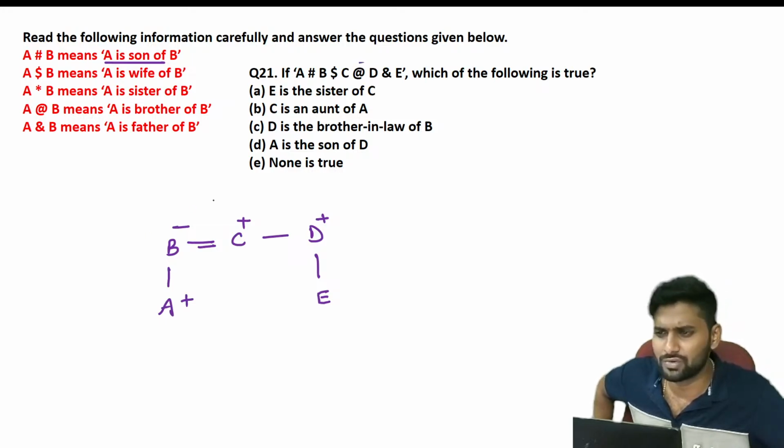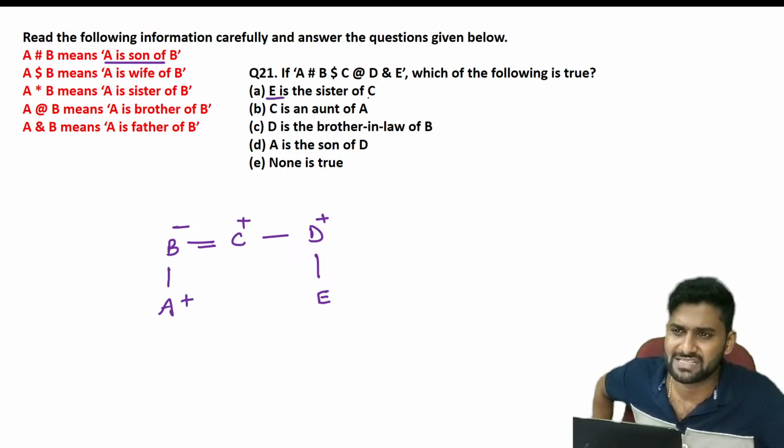But I don't want to go with a direct diagram. Let me tell you the elimination here. E is the sister of C. We can't choose this option because we don't know the gender of E. You can directly eliminate it. C is the aunt of A. Guys, what does at the rate stand for here? Brother, male gender. How can you get a female answer? Eliminated.